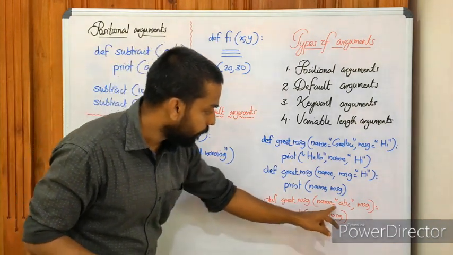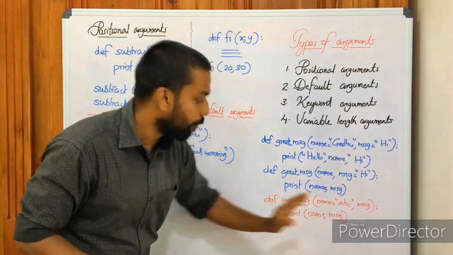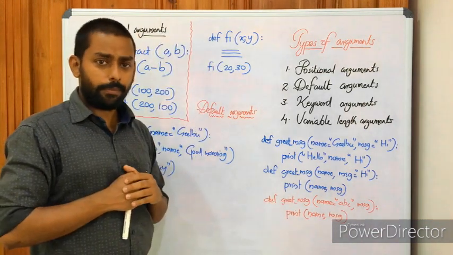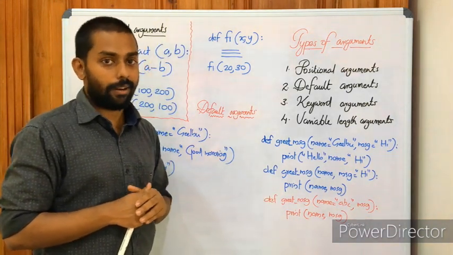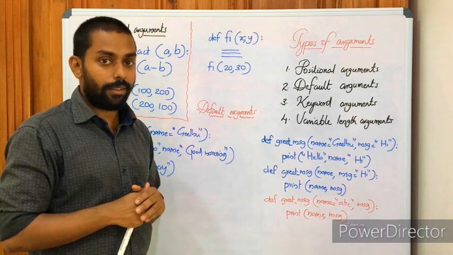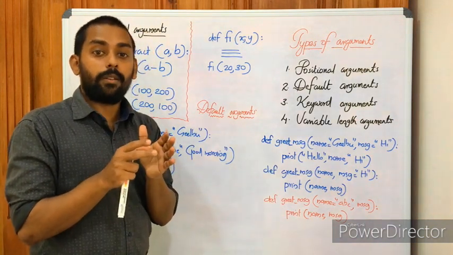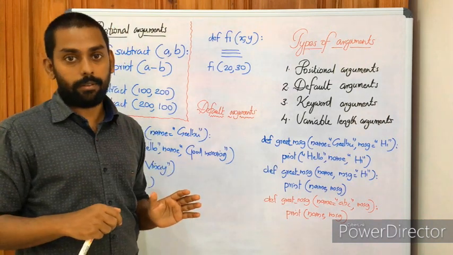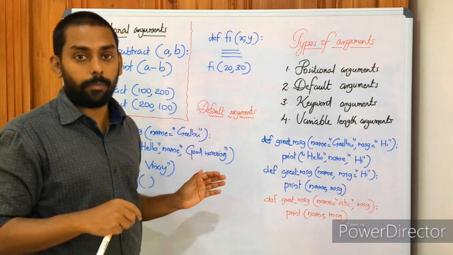def greet(name = "abc", msg): print(name, message). Is there any problem? Is there any problem with the third one? Yes, it's an error. Why? There is a condition: non-default argument follows default argument. Okay, non-default argument follows default argument.